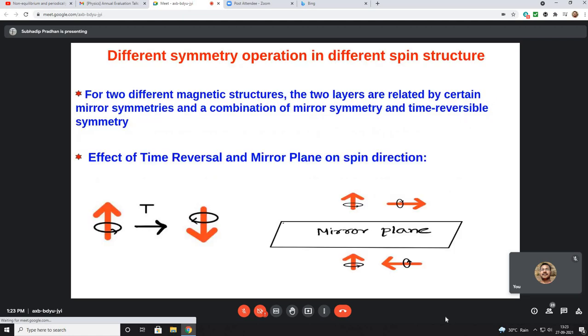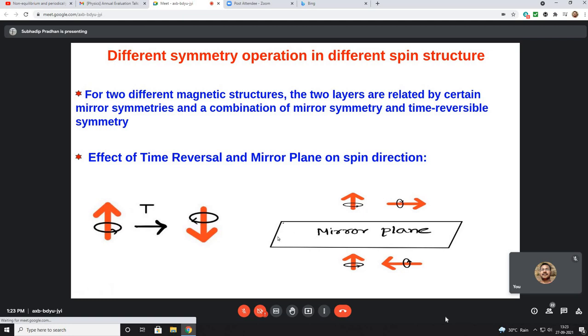Now, define symmetry operations in these spin structures or these magnetic structures. Let's say for two different magnetic structures, the two layers are related by certain mirror symmetries and certain combinations of mirror symmetry and time reversal symmetry. Let's see the effect of time reversal and mirror plane on spin direction. Here, we have a moment. The effect of time reversal symmetry will just flip the moment.